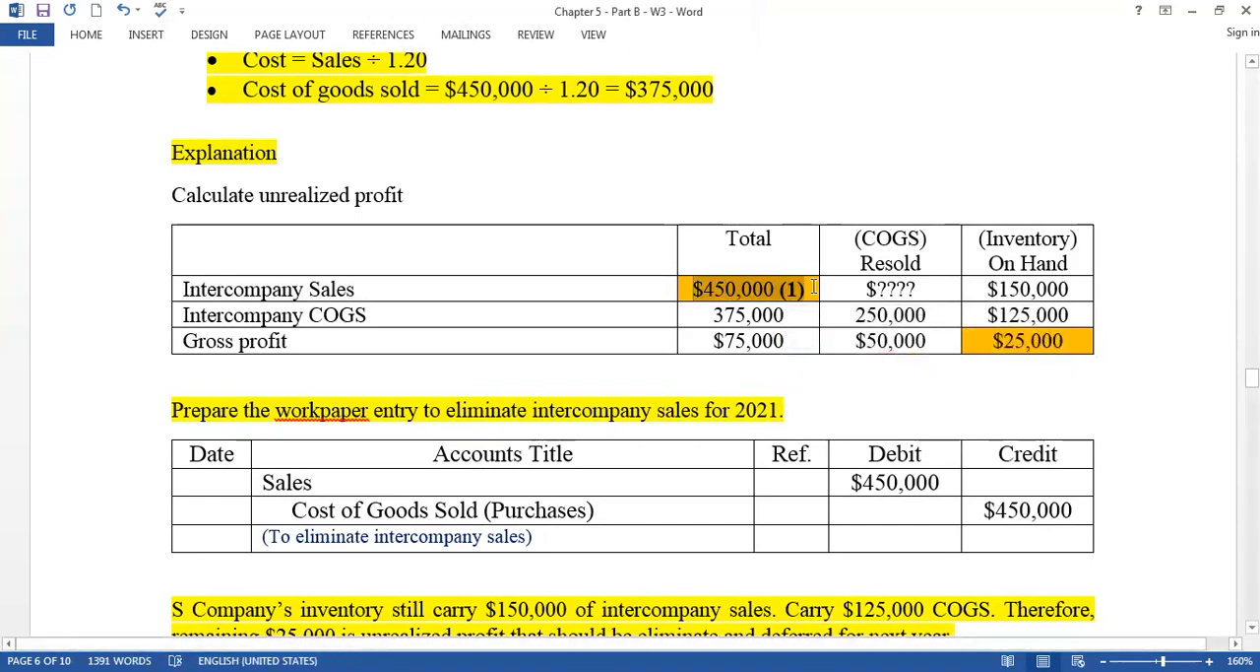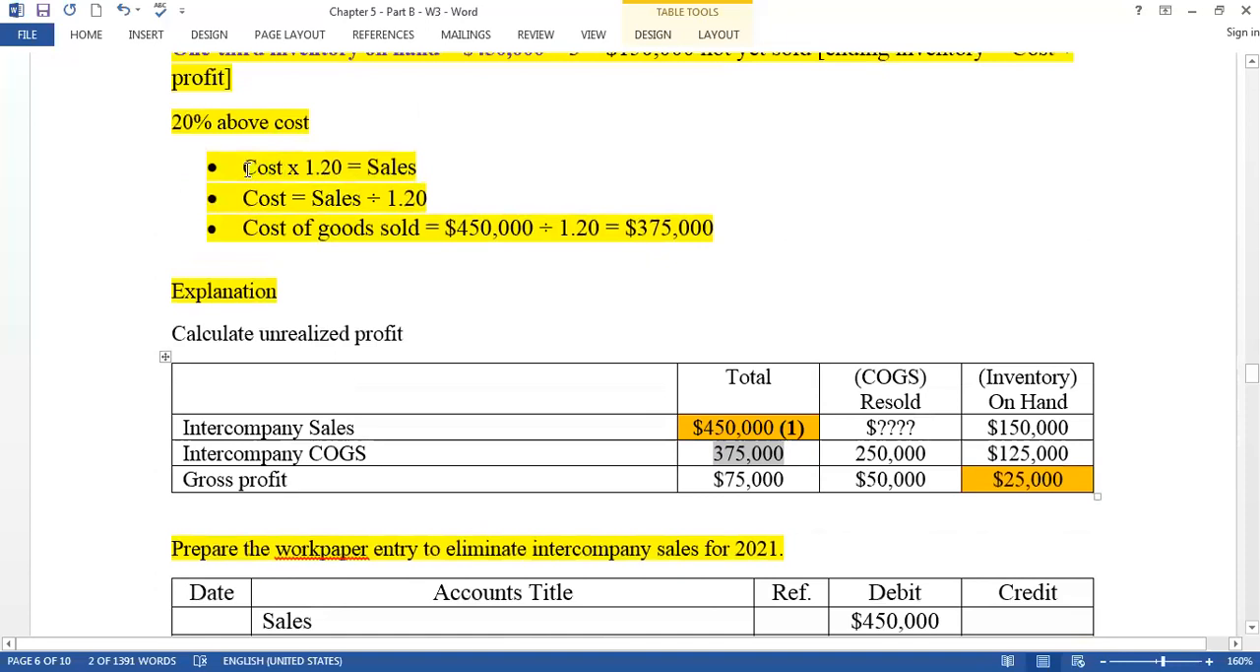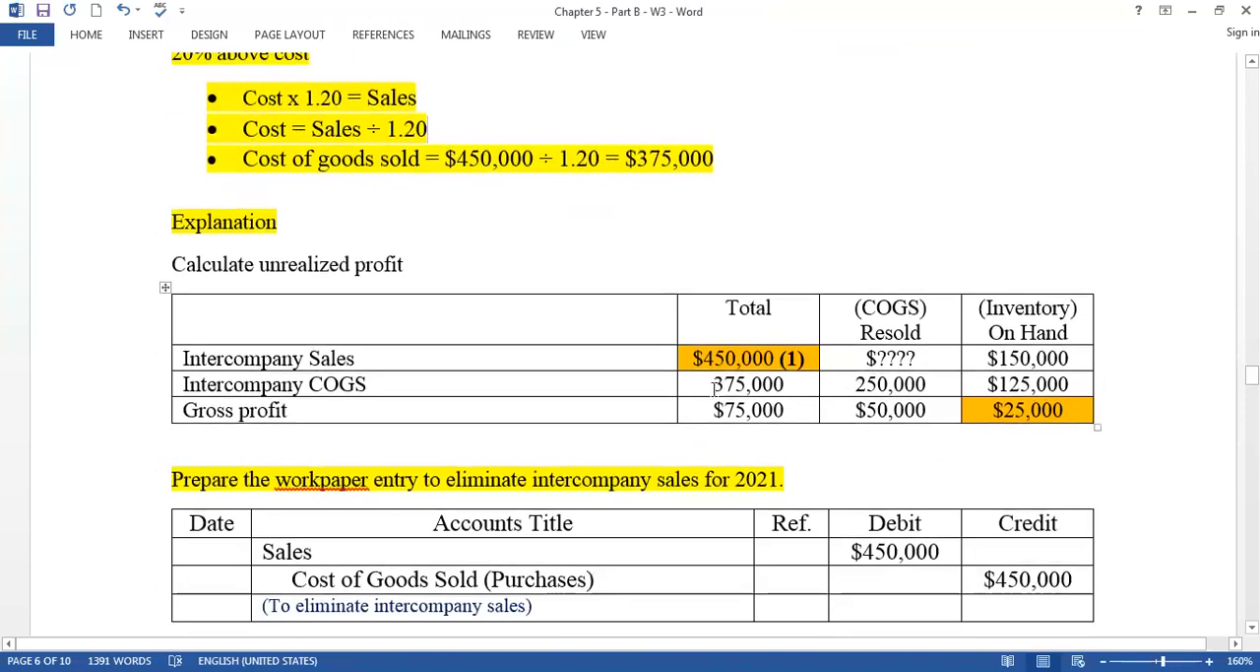So this is the sales price of the parent company. So what is the cost of goods sold? We apply this formula: cost times 1.20 equals sales. So this is the cost of goods sold. You calculate, and we find that the gross profit is $75,000. So this is the gross profit of $75,000 from the parent.